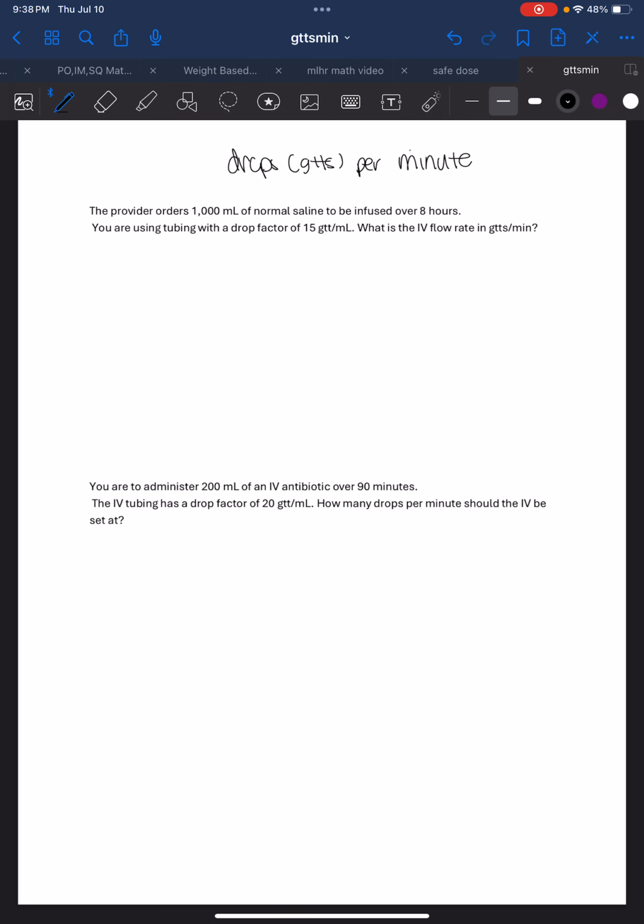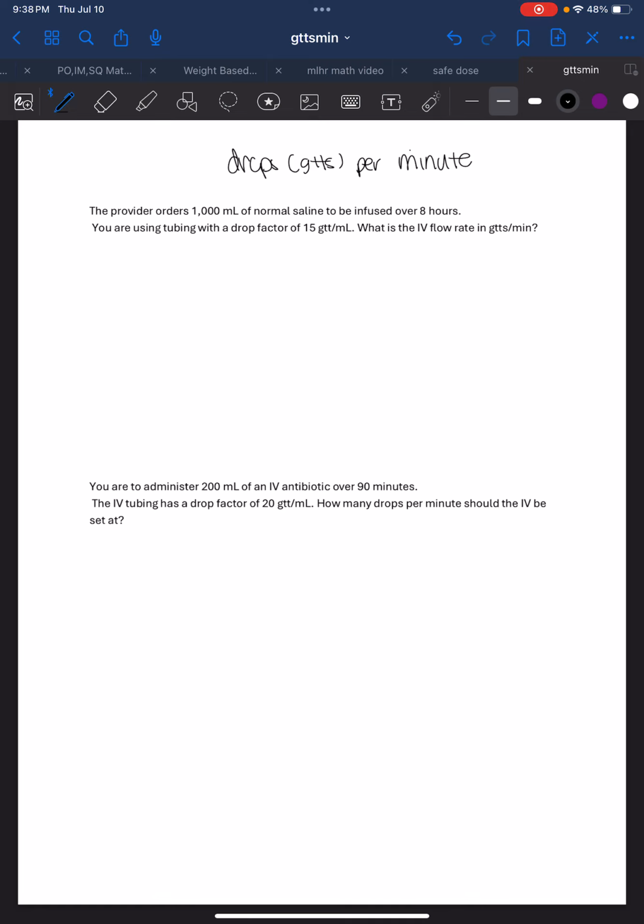Okay, this video is going to review drops per minute. This is if you were hanging an IV by gravity, and you didn't have an IV pump. You would literally watch the drops in the chamber and do your calculation. If it said 33 drops per minute, you would count 33 drops in a minute, and you would adjust your roller clamp to get 33 drops per minute.